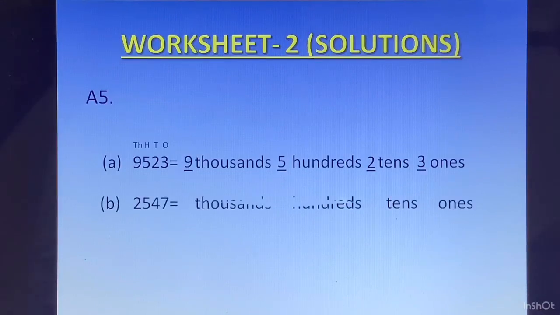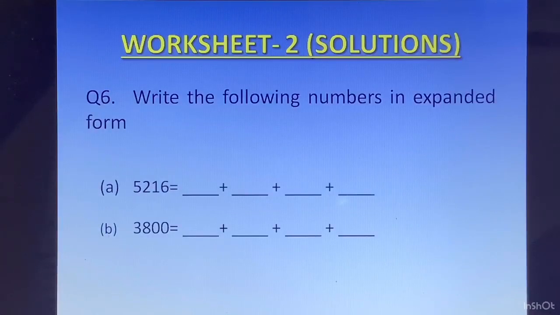B part, 2547. Let me put the place values on top. Now in ones place we have 7. Under tens column we have 4, so 4 tens. Under hundreds we have 5, so 5 hundreds. Thousands is already written. Question number 6.